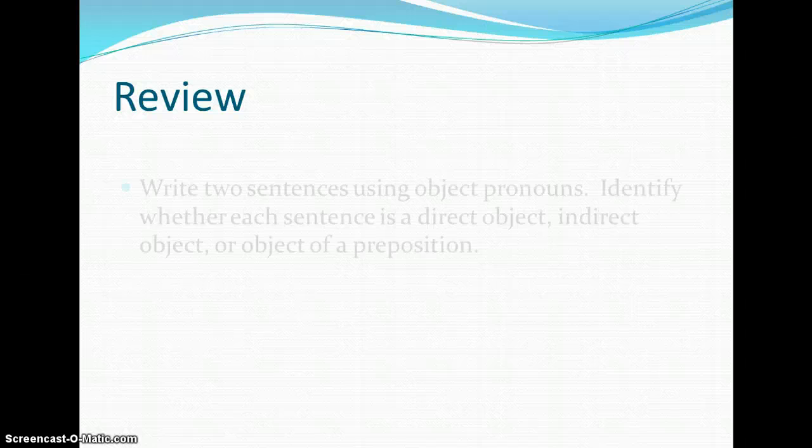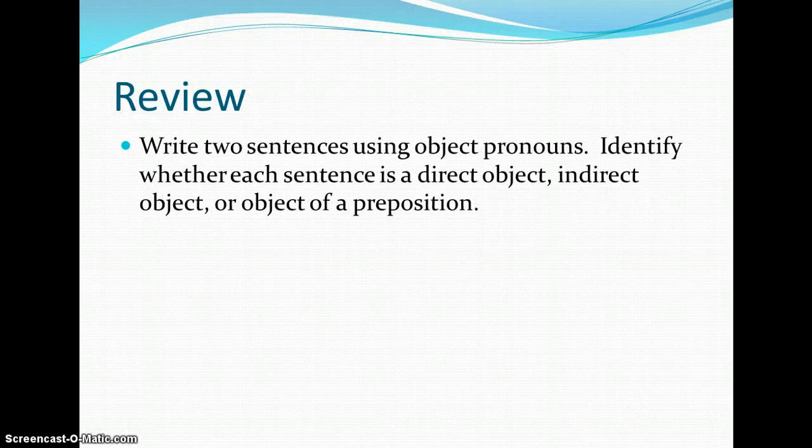So let's review what we just went over. In your notebook, write 2 sentences using object pronouns. Identify whether each sentence is a direct object, indirect object, or object of a preposition. Obviously, you won't be using all 3 types since you're only writing 2 sentences. So use them correctly as object pronouns, not as subject pronouns. Your pronouns are not going to be the subject of your sentence. You're going to use them as an object, either direct object, indirect object, or object of a preposition.